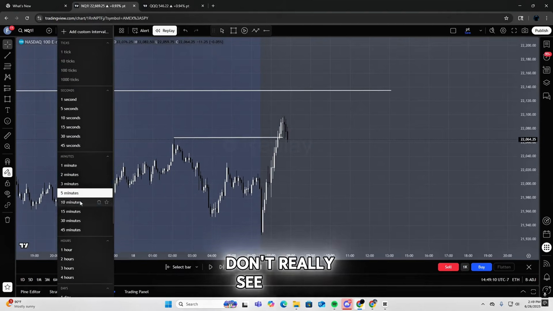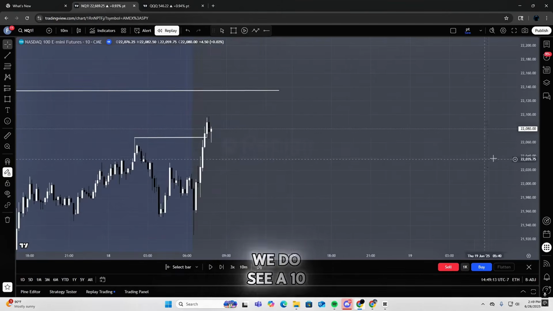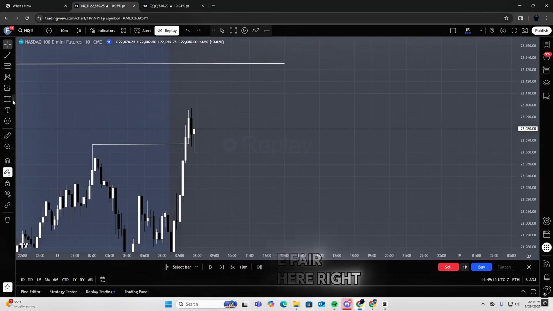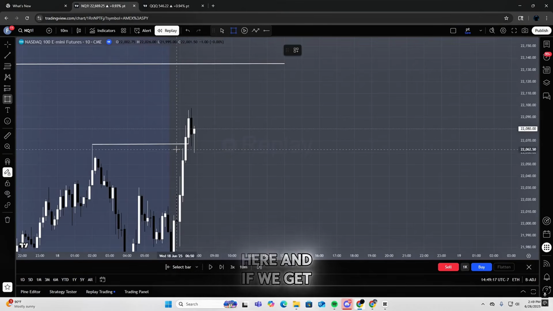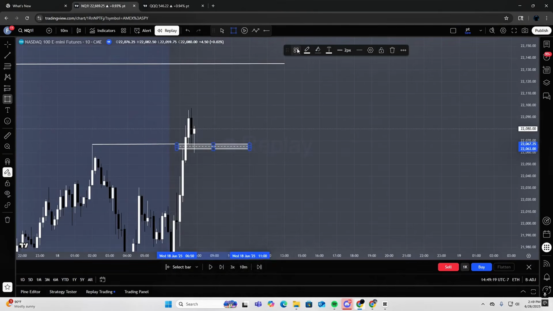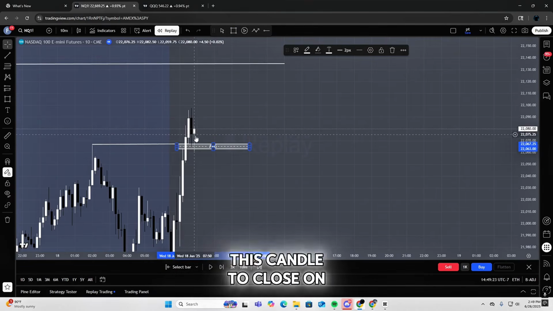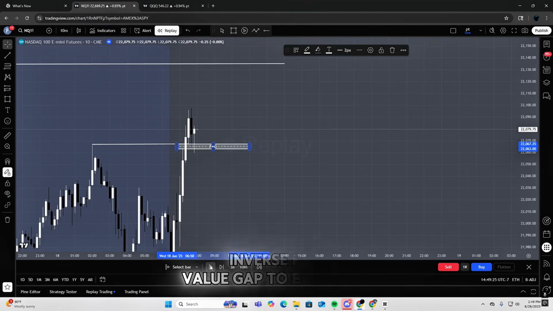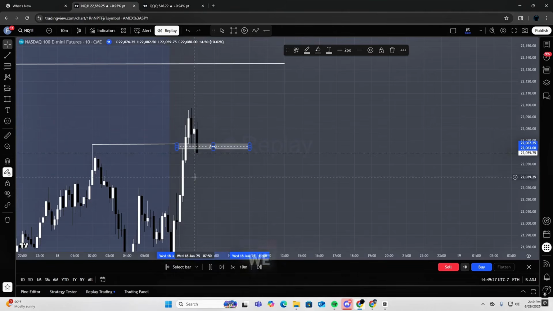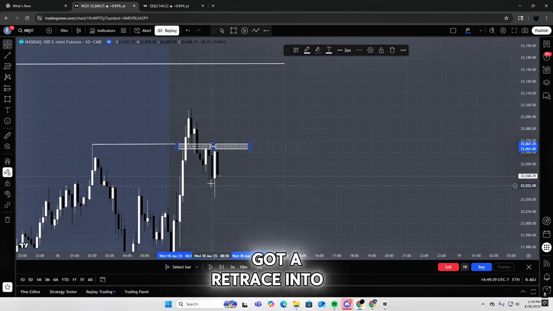So right now we don't really see any fair value gaps, right? We do see a 10-minute fair value gap here, right? So we can mark that here. And if we get a 10-minute inverse fair value gap, we have to wait for this candle to close on the 10-minute for this inverse fair value gap to validate, right? We got that, and we got to retrace into it, right?